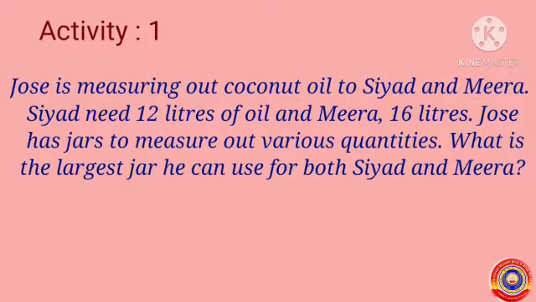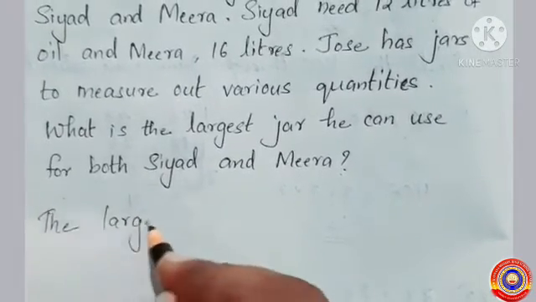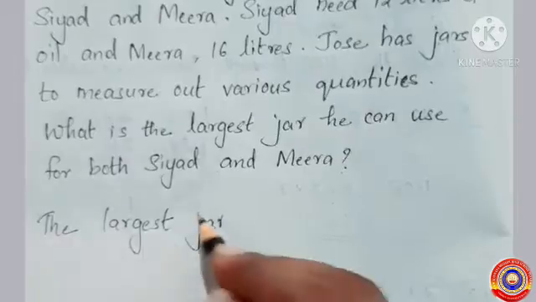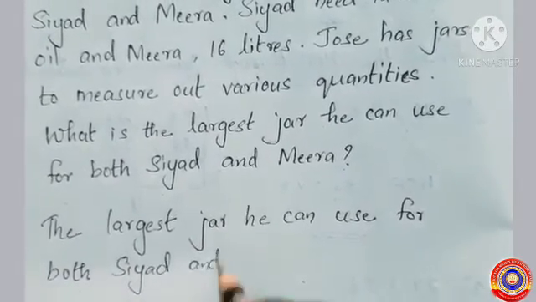Here, Jose has to take a measuring jar which can measure both 12 liters and 16 liters, and it must have the largest capacity to measure both these quantities. How can we do this? Yes, this can be done by finding out the highest common factor of 12 and 16. The largest jar he can use for both Siad and Meera is equal to the HCF of 12 and 16.